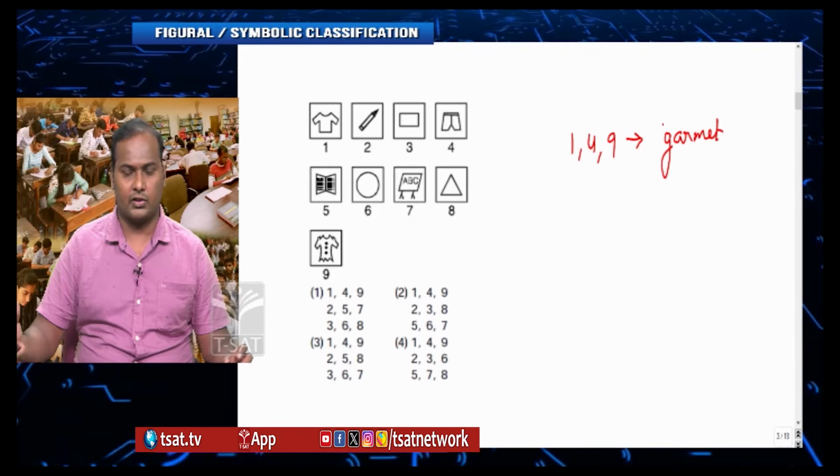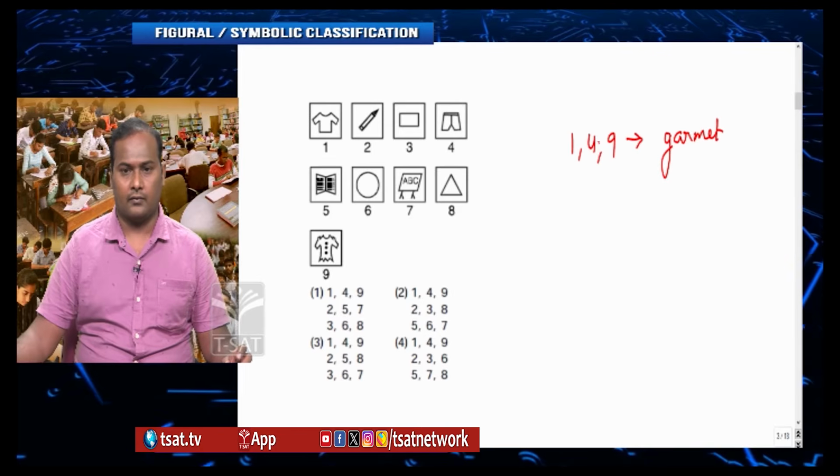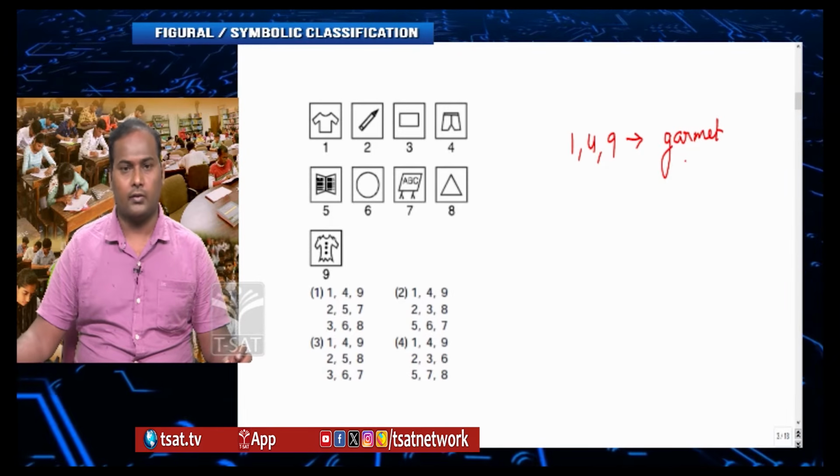So all this group is having garment. So this is called classification. You are classifying the figures 1, 4, 9 based on the character of garment.